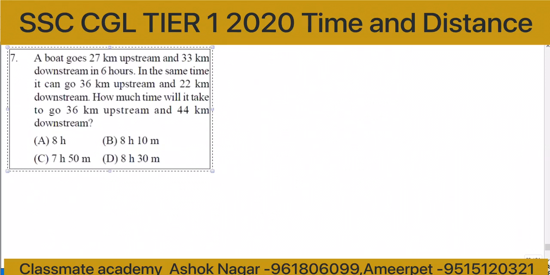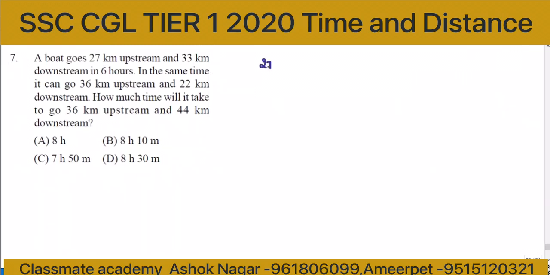The boat goes 27 kilometers upstream and 33 kilometers downstream in 6 hours. How do we write it? 27 upstream, 33 downstream. DS or US, it doesn't matter. 6. In the same time, it can go 36 kilometers upstream plus 22 kilometers downstream. How much time? In the same time, he said.